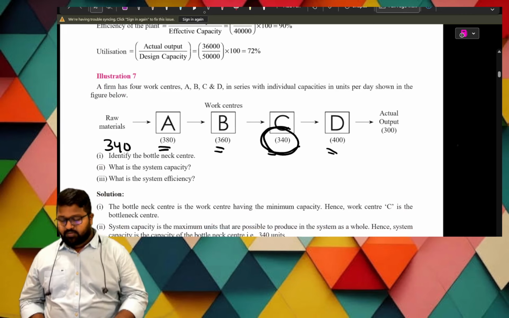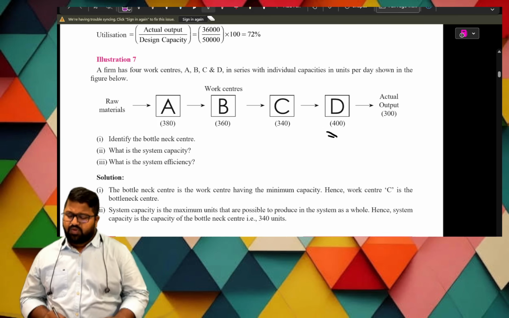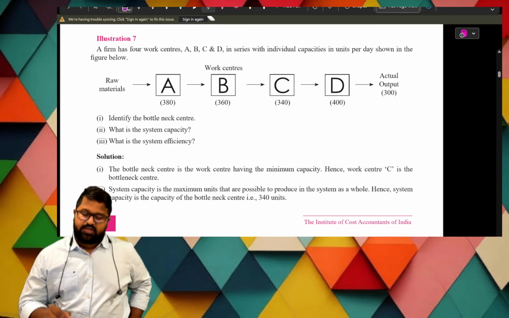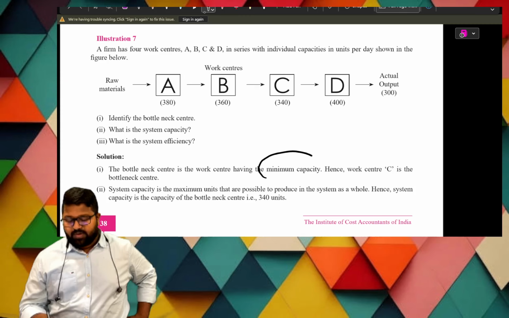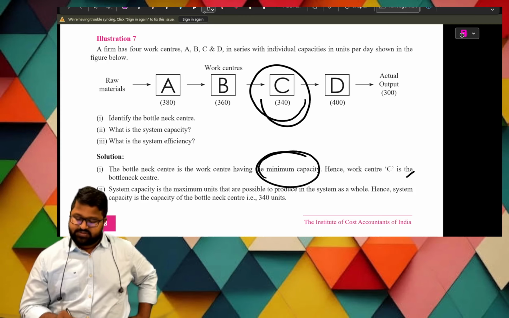So let us see the problem, buddy. What is the bottleneck center we have to identify here? The bottleneck center is the work center having the minimum capacity. I said C is the one which is having minimum capacity. So C is the bottleneck.